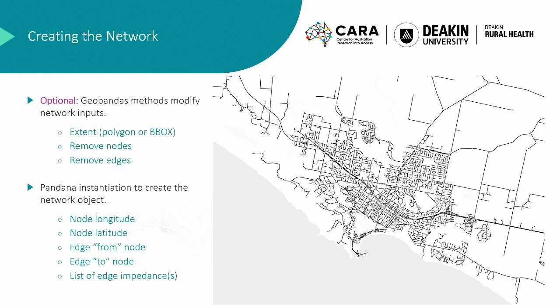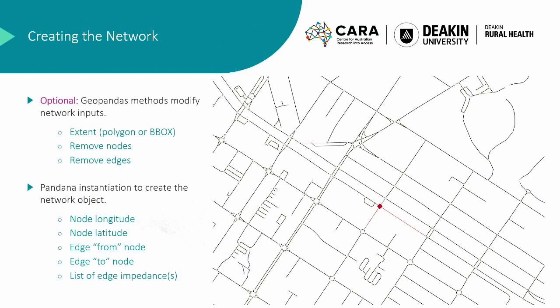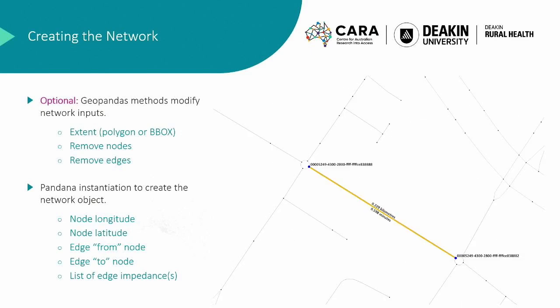We can do this by clipping to an extent or a bounding box to restrict the network. This does improve the time of calculations as well if you need it to be more efficient that way. We can just remove one or more nodes, which will also remove edges that are corresponding, and then also just the edges themselves. So there's a lot of versatility in how we can modify the network here. And then once we've done all that, we can then instantiate our object.